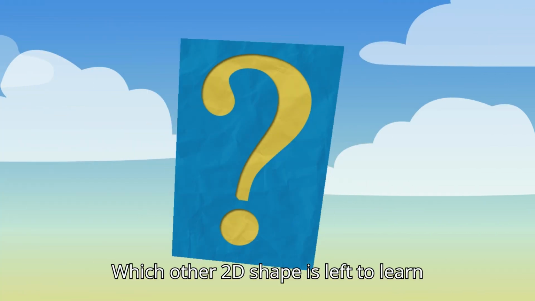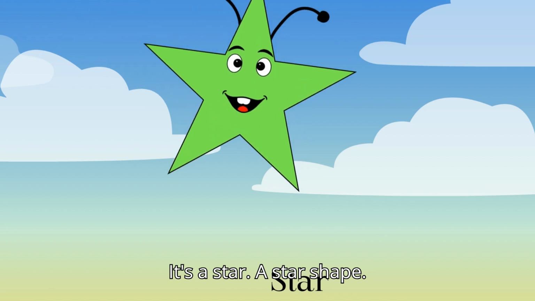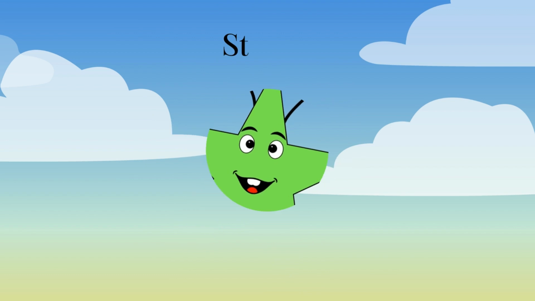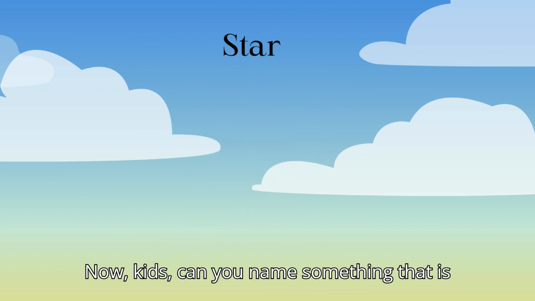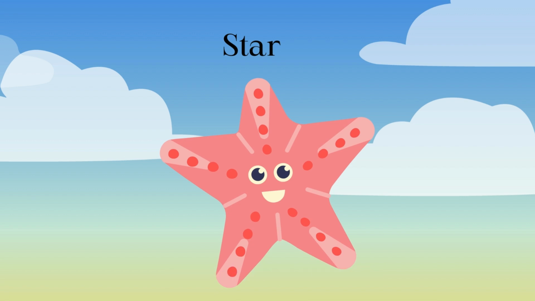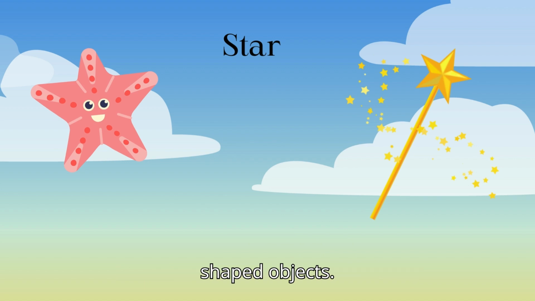Which other 2D shape is left to learn, kids? It's a star shape. Now kids, can you name something that is star in shape? A starfish. Good job. Let's have a look at these other star-shaped objects.